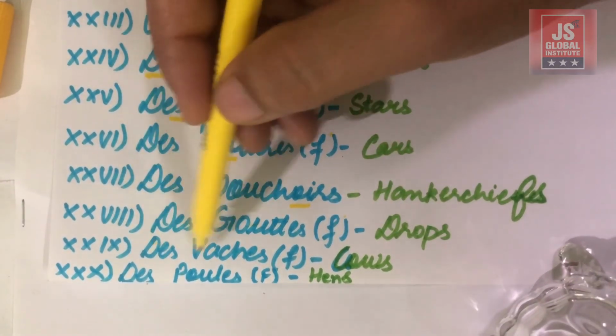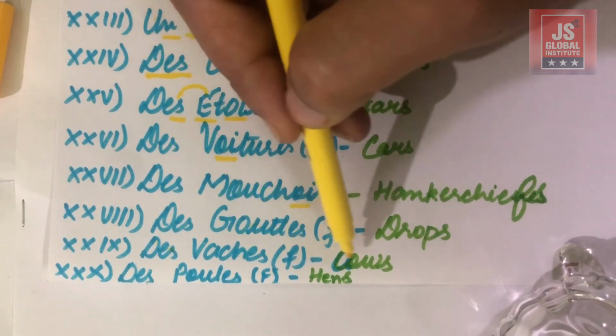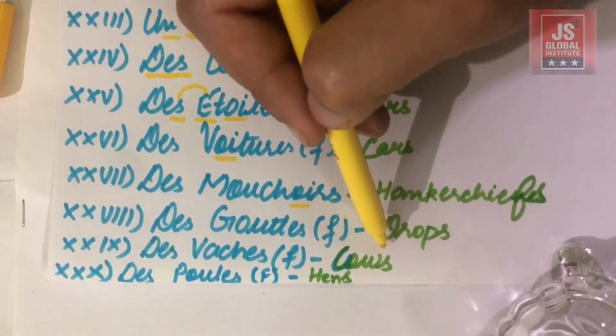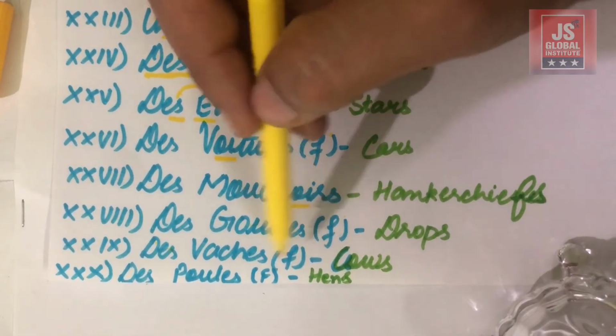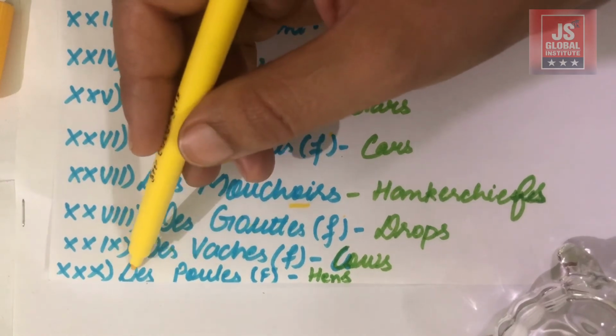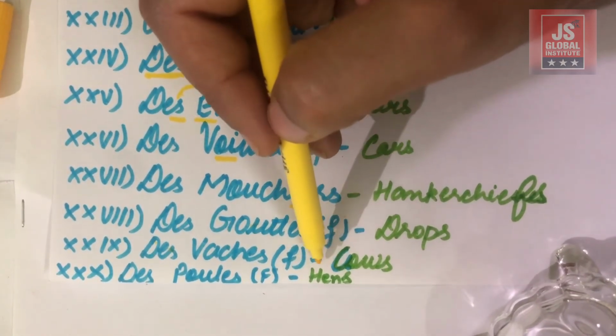Right, des vaches, that are cows in French, and they too are feminine. Alright, and the last is des poules. That is feminine, which are hens.